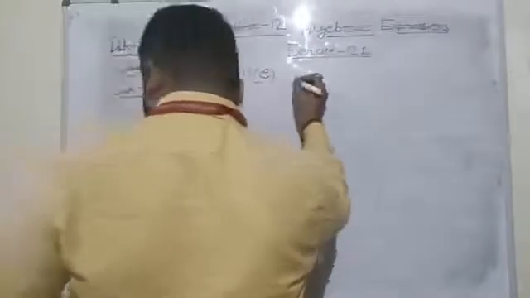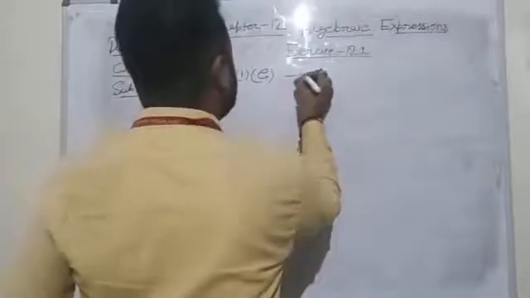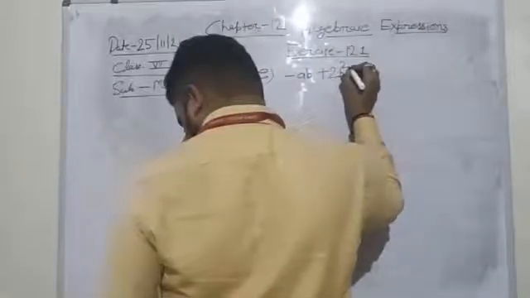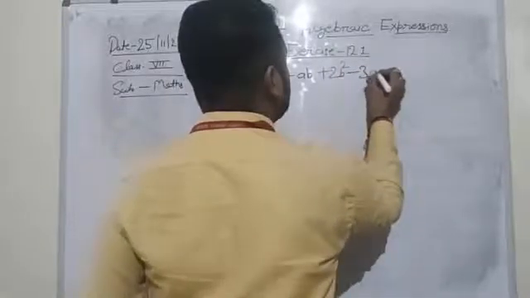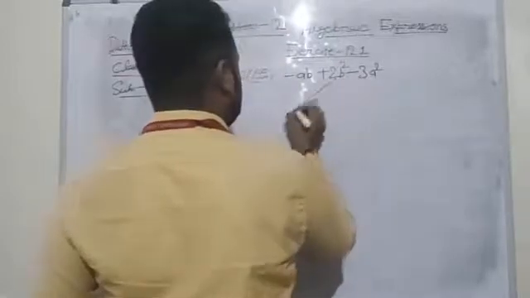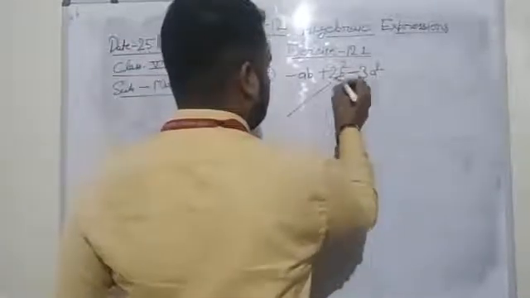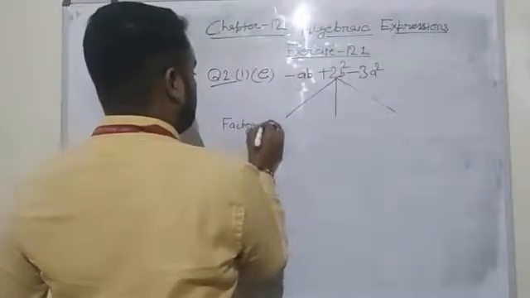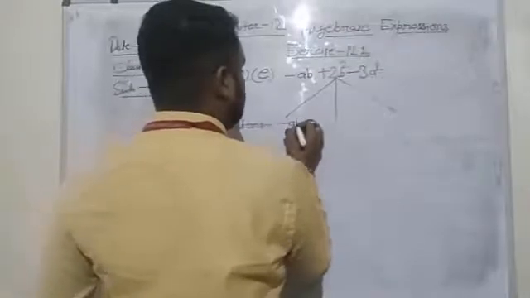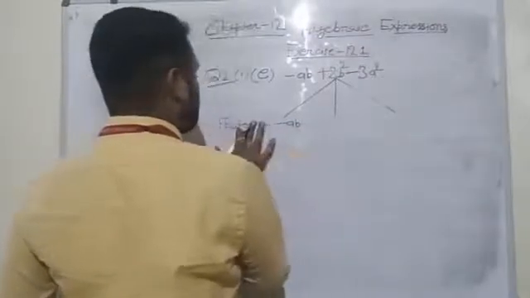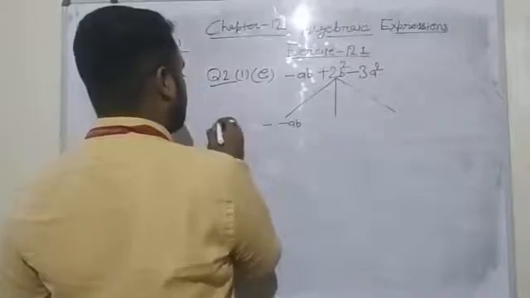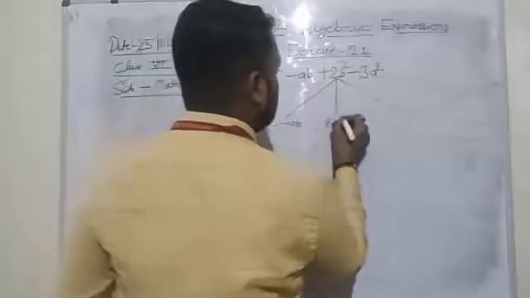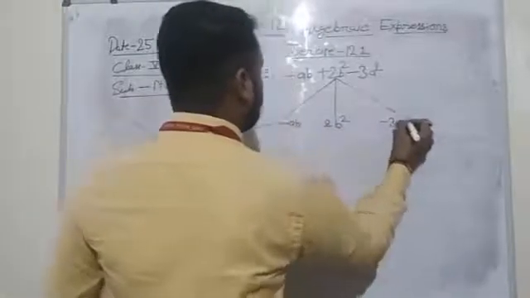That is e part, minus ab plus 2b square minus 3a square. So here, first we have to write the terms. The terms are minus ab, 2b square and minus 3a square.